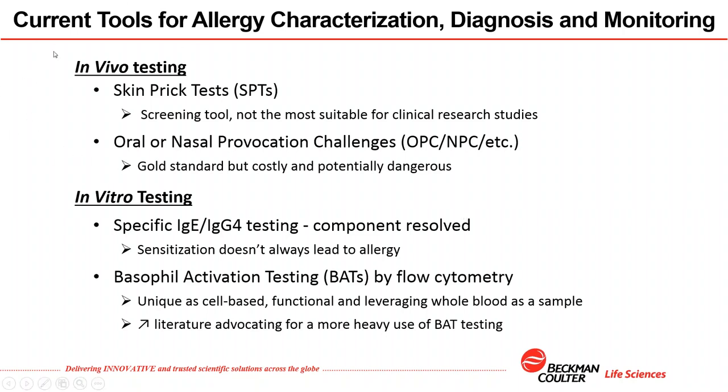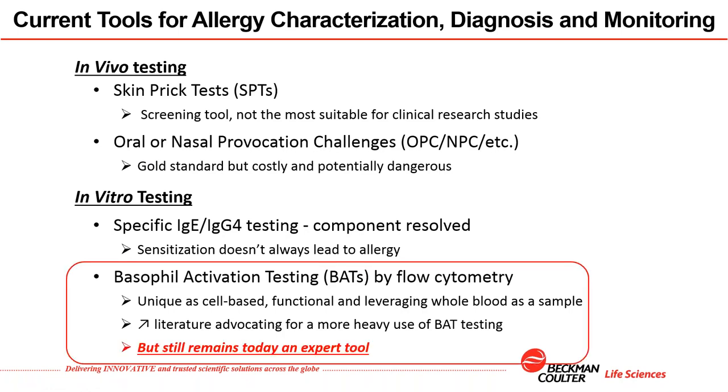Without going into much detail, we have in vivo testing for allergy, and we also have a variety of in vitro tools available. In vitro, we have specific IgE or specific IgG4 titers that are mainly being used, but we also have a flow cytometry technique that focuses on basophil activation upon incubation with potential allergenic extract. This approach is unique because it is cell-based, it is functional, and the last reason why it is really unique, at least in this allergy testing landscape, is that it relies on whole blood.